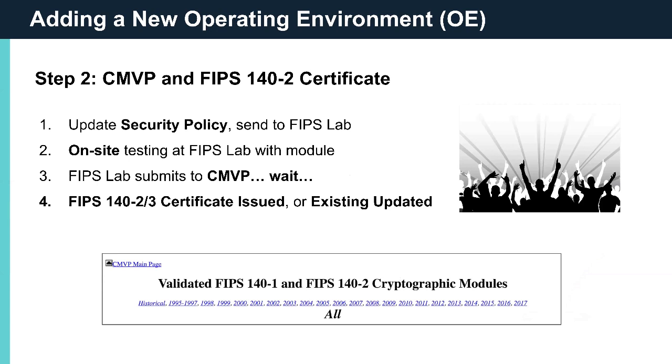We update our security policy with the new OE details. We have to go on site and test at our FIPS lab with the customer hardware. We have our FIPS lab submit the whole package to the CMVP and then wait for them to finish review. If everything goes as planned, we get back either a new certificate or an update to an existing certificate, and that gets placed on the CMVP website, and can be viewed by the customer or any other person interested in looking at it.